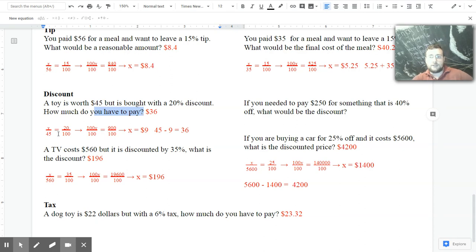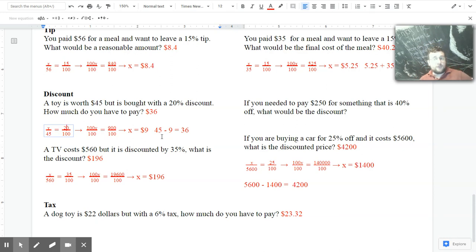Now, I set up an is-of problem, put 100 at the bottom like I always do. 20% is the percentage of the problem, so I put it on the top right. 45 is the original value, and I'm looking for the part, which is x. So cross multiply, 100x equals 900, which is 20 times 45. Got to get rid of that 100 that's next to the x, divide both sides by 100, and you get an answer of 9. But that's not your final answer. I still have to subtract from the original. 45 minus 9 equals 36.